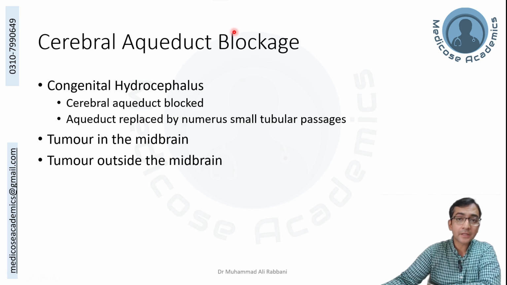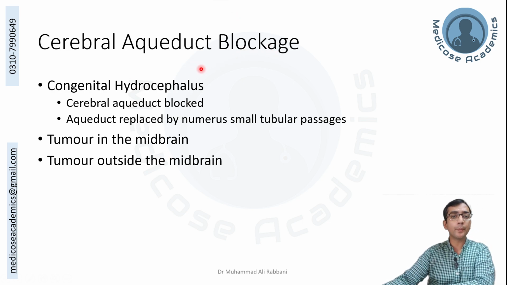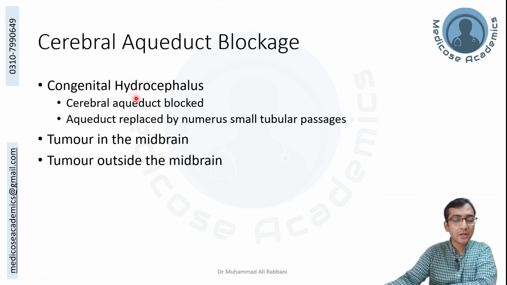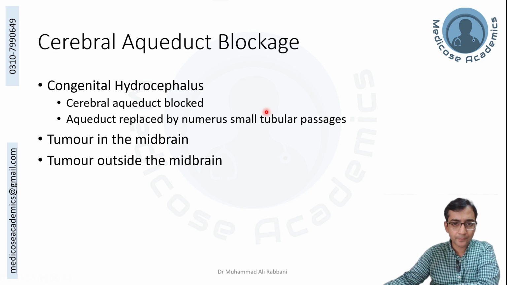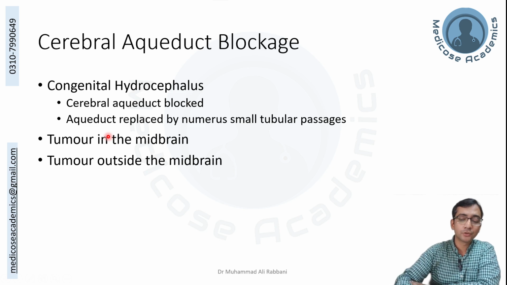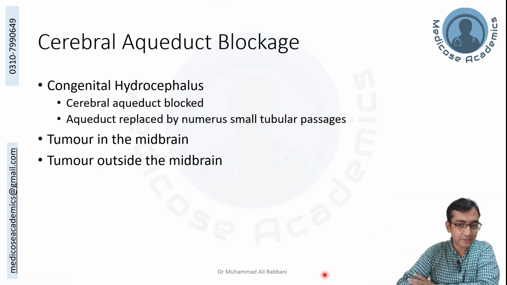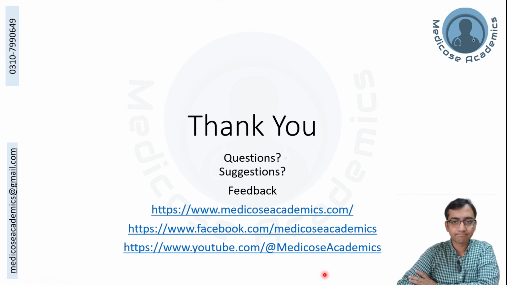The cerebral aqueduct can be blocked by other reasons too. A very common cause is congenital hydrocephalus, where congenitally the cerebral aqueduct is blocked or not present, or is replaced by numerous small tubular passages that are incompetent for carrying the large amount of fluid. The tumors in the midbrain, the tumor outside the midbrain, that Parinaud syndrome we saw. So all of these, and maybe there are other reasons too that may affect the brainstem midbrain.